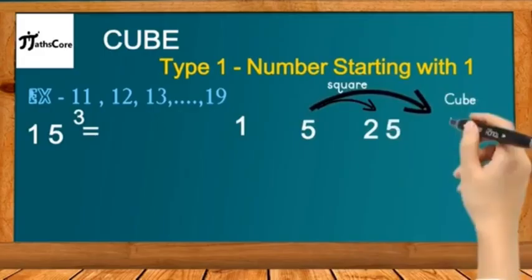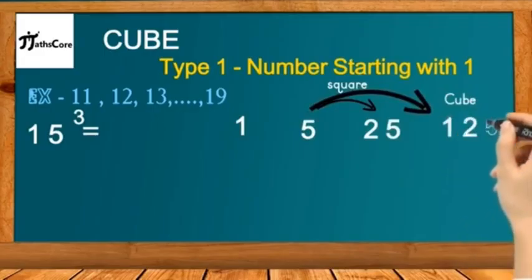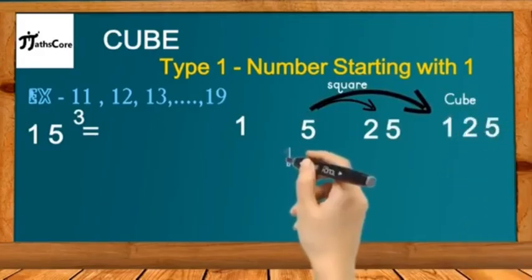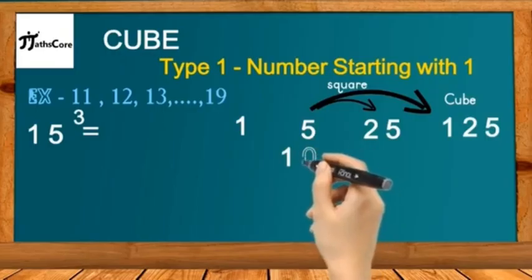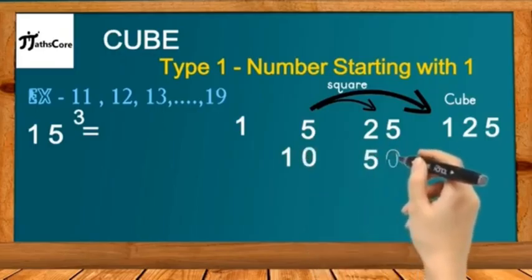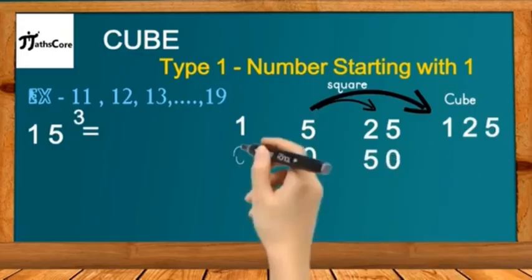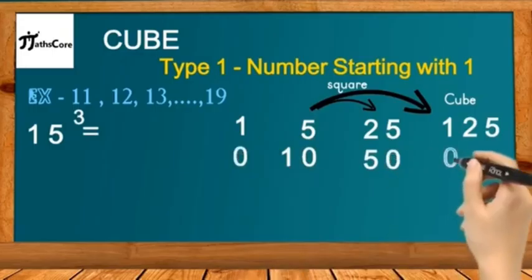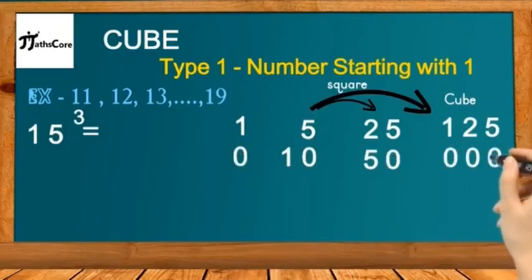Now, in the next step, we have to write down double of the middle numbers. The middle numbers are 5 and 25. So, double of 5 is 10, so write it below 5. And double of 25 is 50, so write it below 25. Below 1 and 125, we need to write down 0.